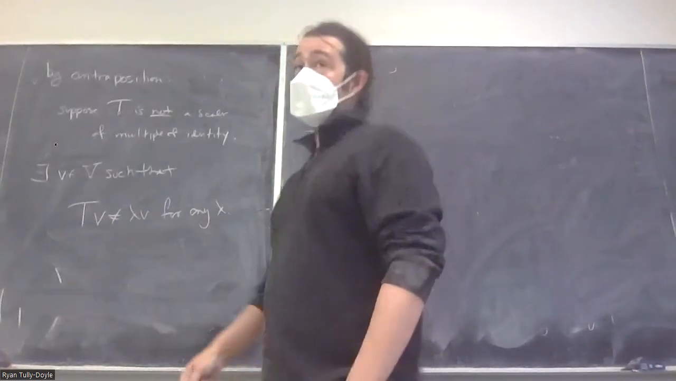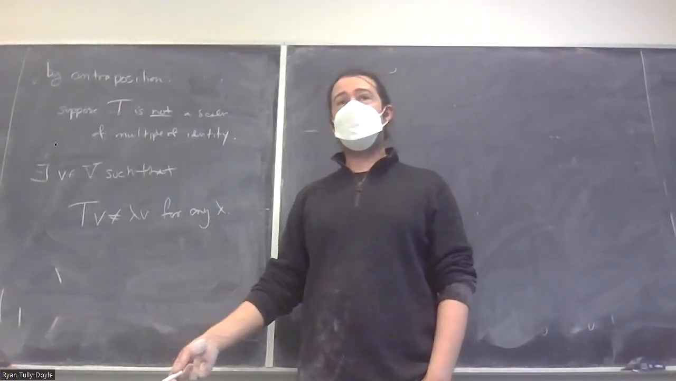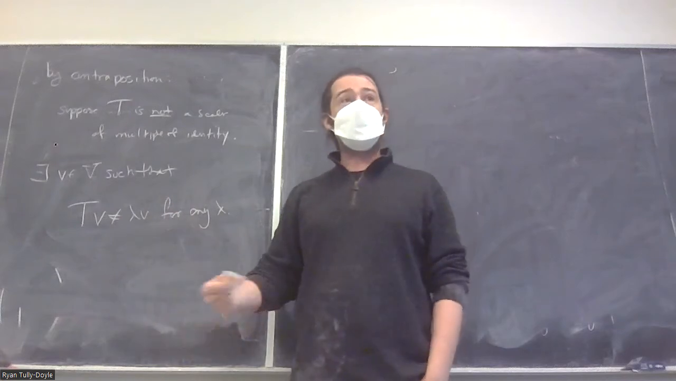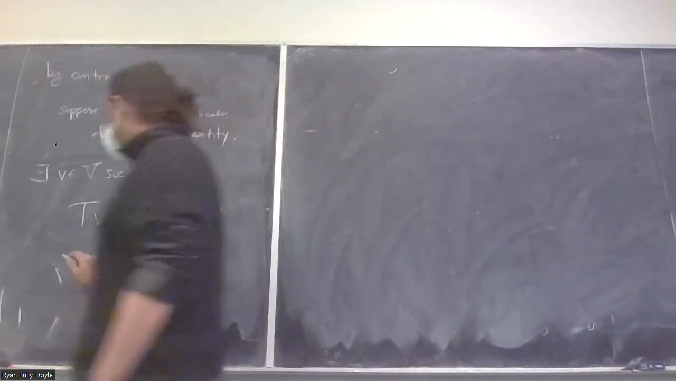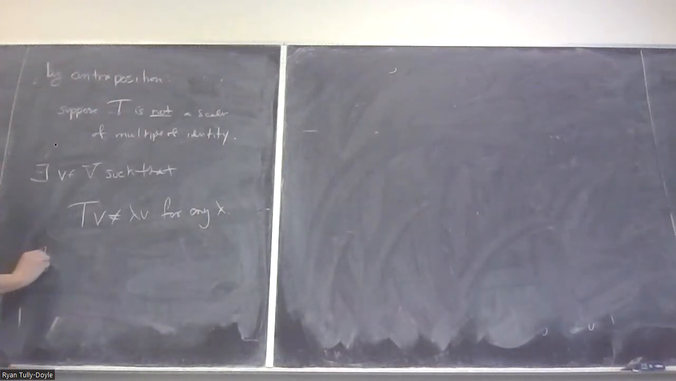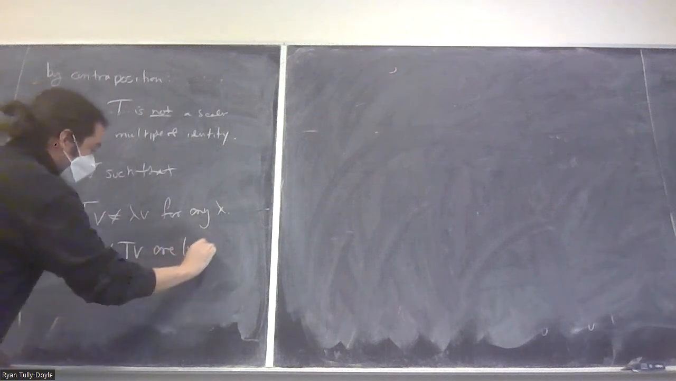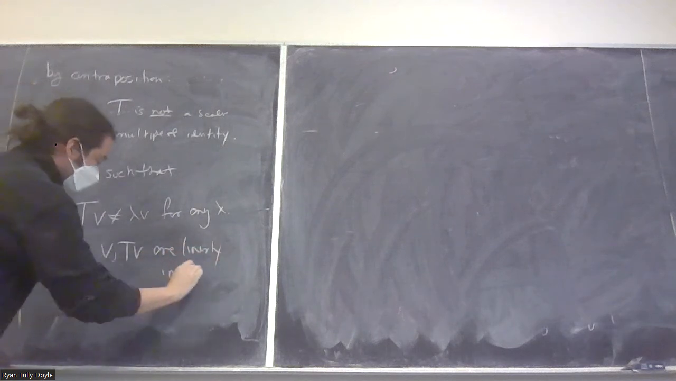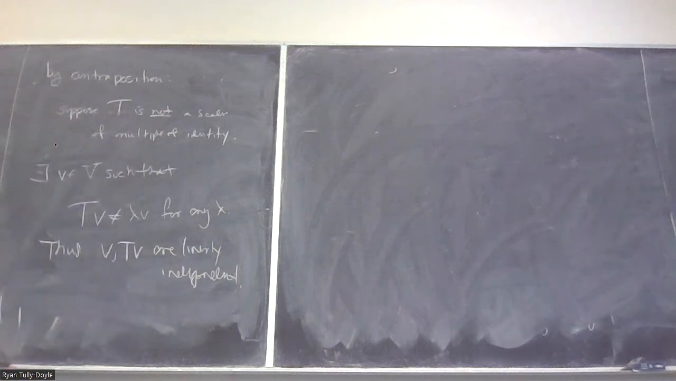Now, I want to notice that this actually pivots off of Axler's proof, because Axler spends a whole lot of time showing that V and TV are linearly dependent. This is just going to assert that V and TV, thus, are linearly independent. Why? They're not scalar multiples. The whole point of this original assertion is that TV is not a scalar multiple of V.